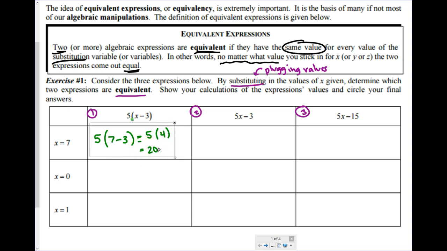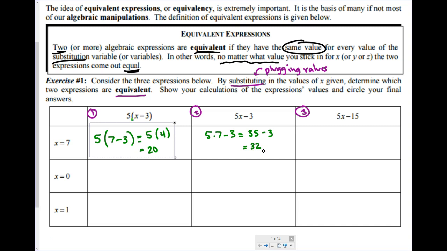Okay, let's try plugging in 7 into here. 5 times, instead of x, I'm going to plug in a 7. I like plugging in things with parentheses, especially if it's a number by itself. You can also plug it in by just saying 5 times 7, that's okay too. Remember your order of operations. You have to do the 5 times the 7 first, which is 35, then your minus 3. So this is going to equal 32.